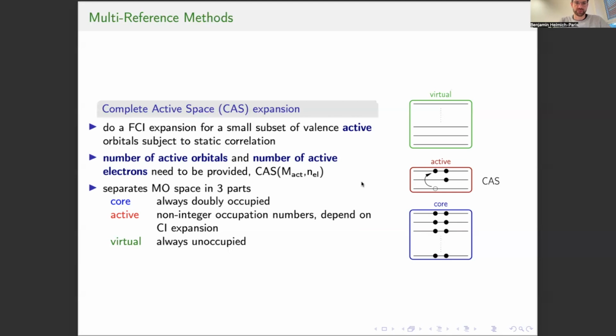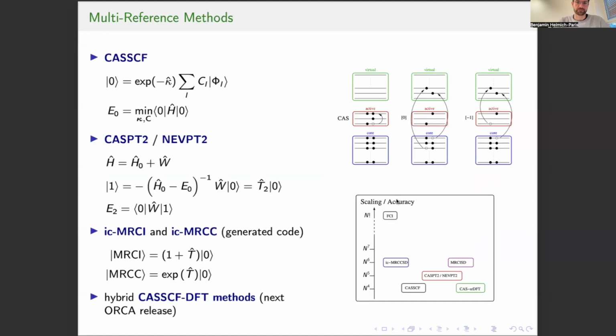By doing this, we separate the molecular orbital space in three parts, as shown here on the right. We have our core orbitals, which are always doubly occupied. We have the virtual orbitals, which are always empty. And then we have the active orbitals, which have a varying non-integer occupation number that depends on the CI expansion. There are different multi-reference methods you can construct following this idea of an active space.